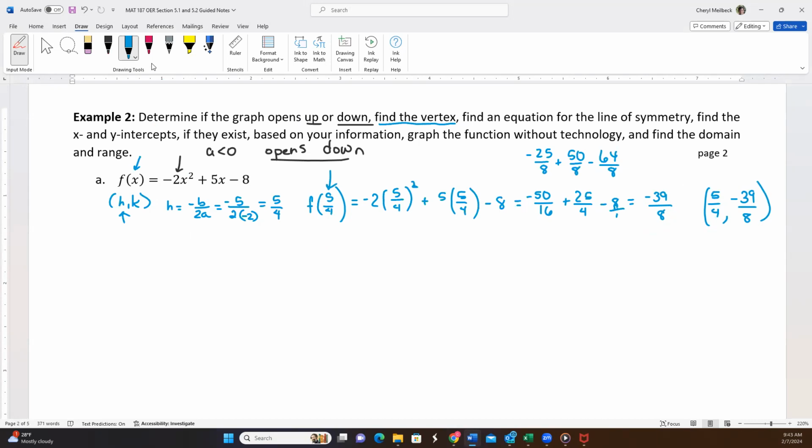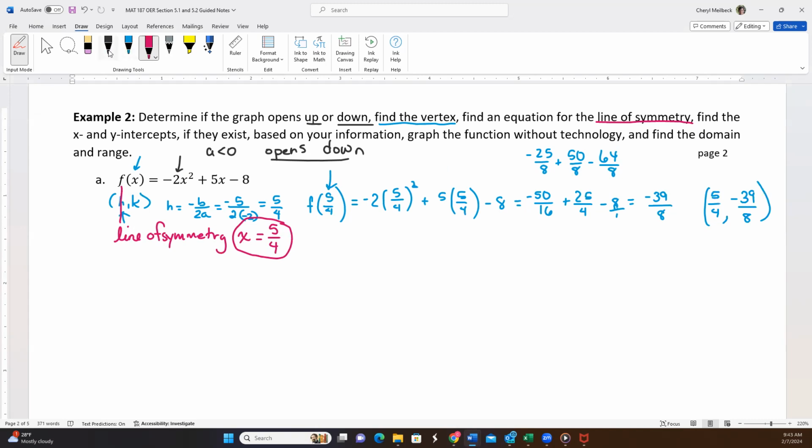Now we want to find the equation of the line of symmetry. Line of symmetry will help us graph this guy. So the line of symmetry is the vertical line that goes through the x-coordinate of your vertex. So the equation of the line of symmetry is x equals the x-coordinate, 5/4. Now that is the equation of a line. You have to have both the x and the 5/4. Don't say it's just a number. We have to have the whole equation of the line.